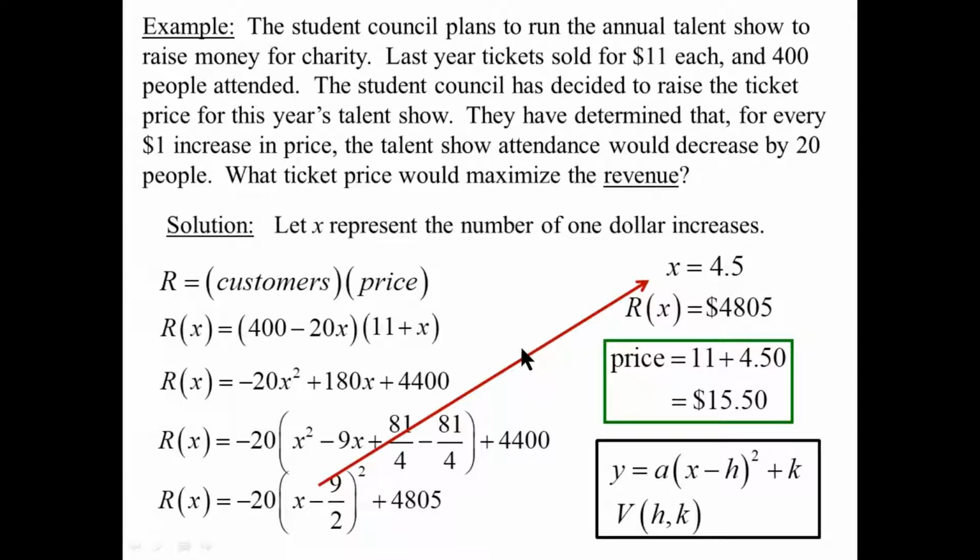And the price that we charge the customers, let's look here. It says the word price in our math work, and just below it we have 11 plus x. But x is 4.5, so it's 11 plus 4.5, or 15.50. $15.50 is the price that the Students' Council should charge to maximize the revenue.